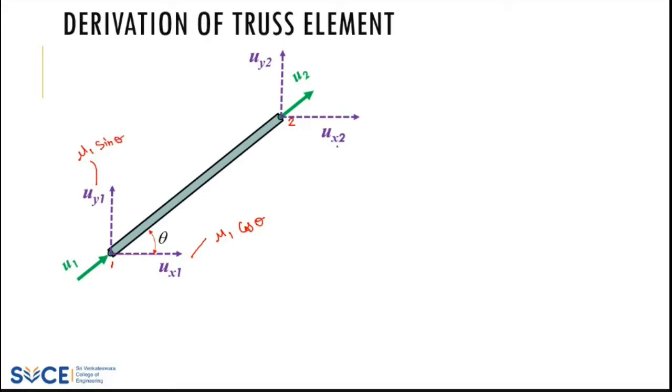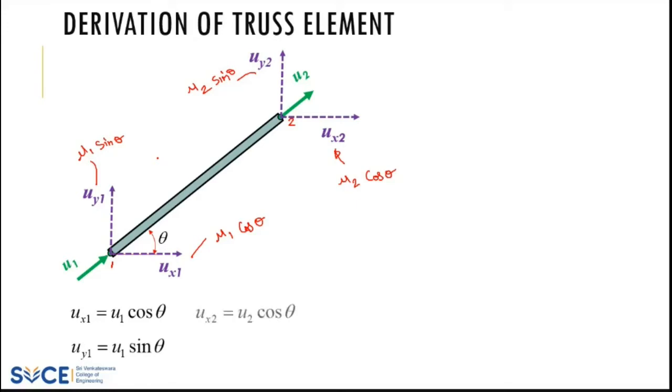Right? Similarly, for this case, this will be u2 cos theta and this is u2 sin theta. So I write it like this: ux1 is equal to u1 cos theta, uy1 is equal to u1 sin theta. Similarly, ux2 is u2 cos theta and uy2 is u2 sin theta. So I am resolving it, and I am getting two components now, right?